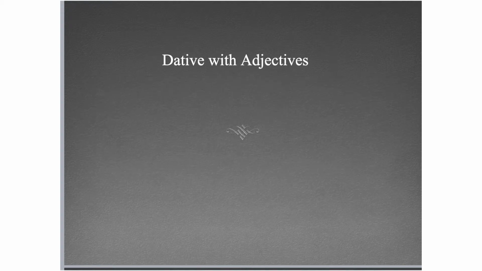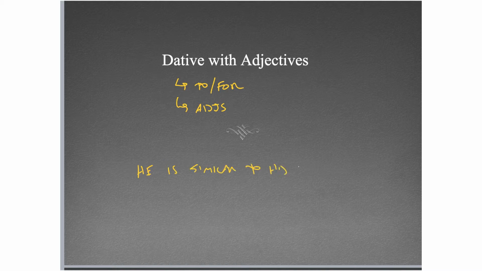All right. And finally, the dative with adjectives. If you remember, the dative is most commonly translated with to or for, and there are certain adjectives that will have to or for after them. So in other words, in English, if I say he is similar to his father, you should be able to figure out which the dative with the adjective is going to be. And that is going to be to his father. And the nice thing is you got to in there, at least with similar.